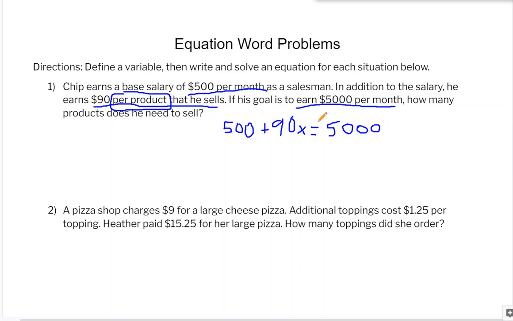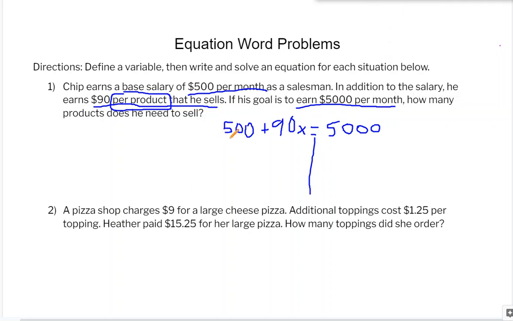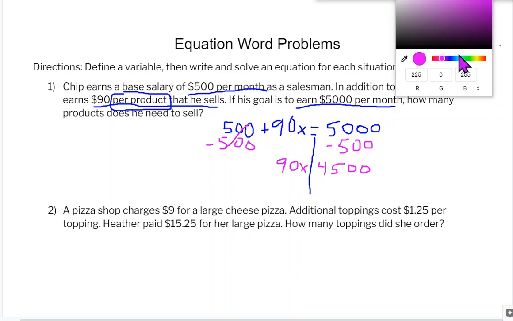Okay, so now we set up our equation. Now we can go ahead and solve this for X and figure out how many products you need to sell. My whole goal right now is to get X by itself. So I'm going to do minus 500 on this side, and then minus 500 on the other side. 5,000 minus 500 would be 4,500. And on my left side, I'm left with 90x. Well, how do I get x by itself? I would have to divide by 90.